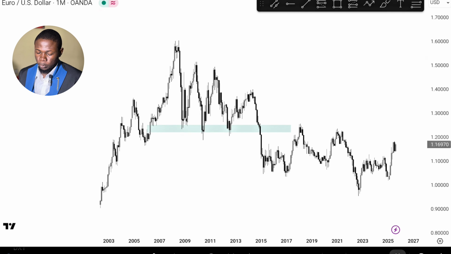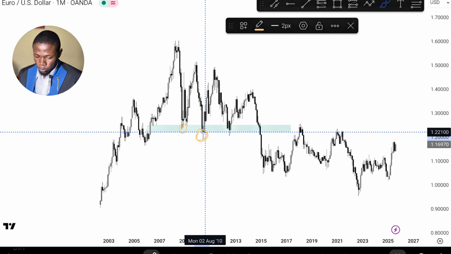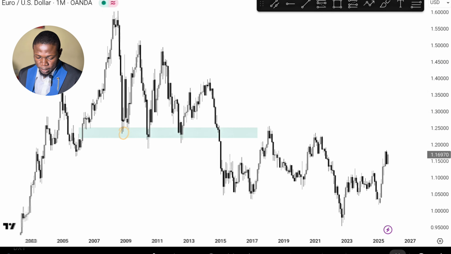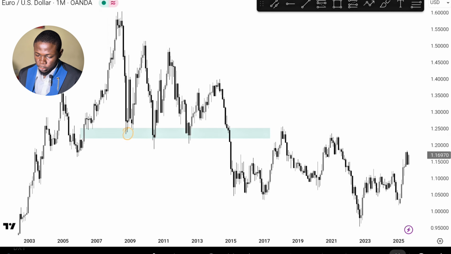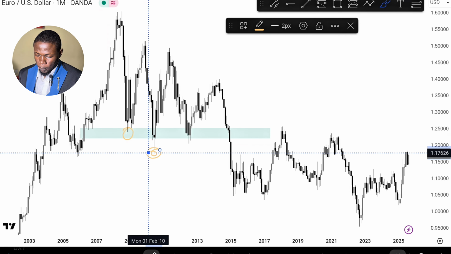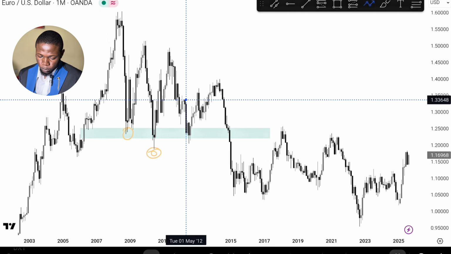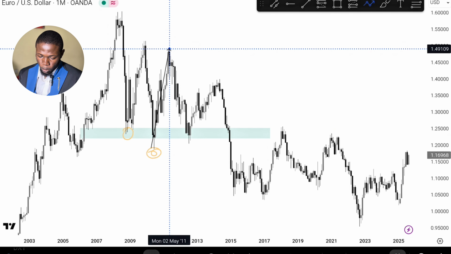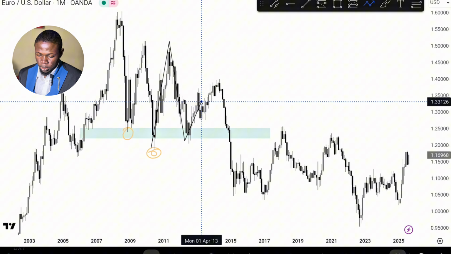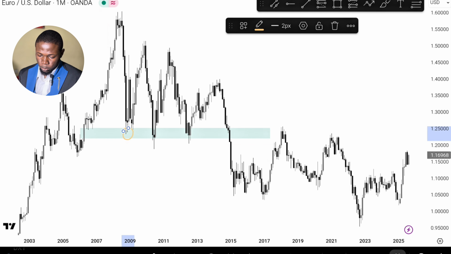Why did I call this a support level? Because of these multiple touches over here. This is a false breakout. Why did I say it's a false breakout? Because you can see the rejection of this candlestick. Then it went all the way up, coming down, gave it another rejection, then pulling. So this is a confirmed support level.